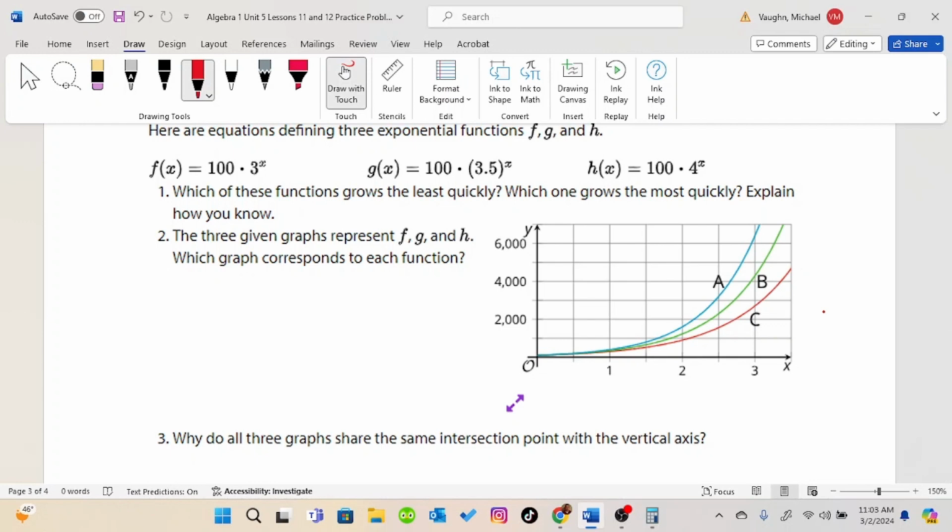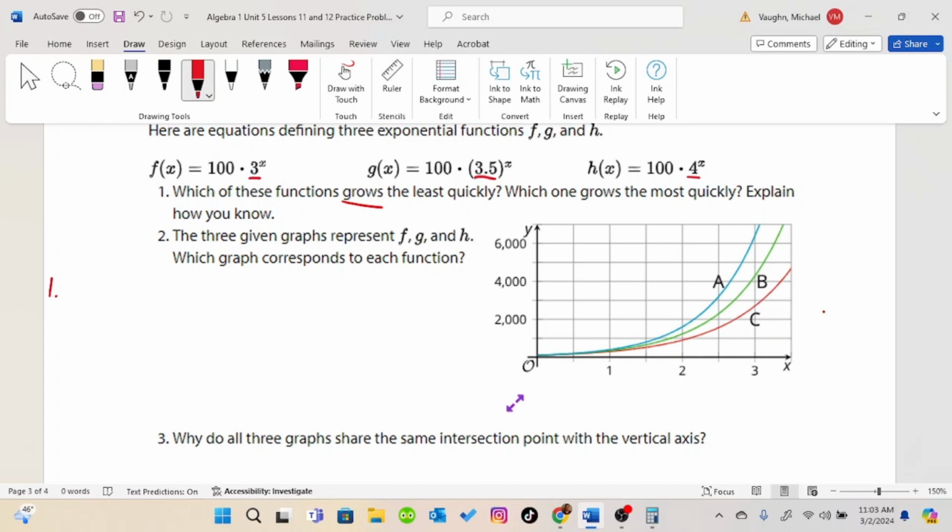Here are equations defining three exponential functions, f, g, and h. Which of these functions grows the least quickly? So for number one, if we want to know the rate at which they grow, we're looking at the growth factor. The bigger the growth factor, the quicker the growth. The smaller the growth factor, the slower the growth. So if we want to know which one grows the least quickly, we're comparing 3, 3.5, and 4.